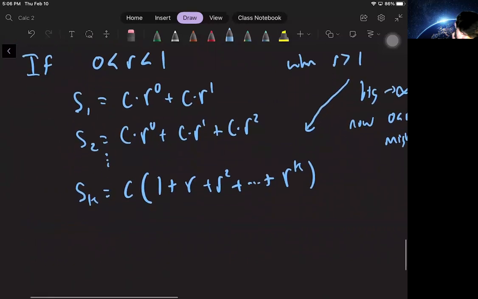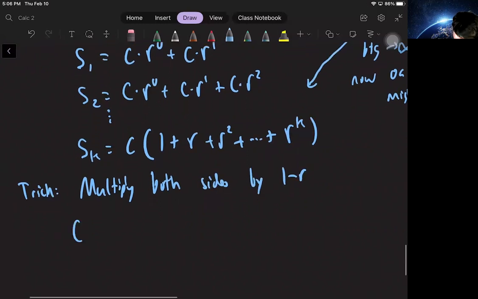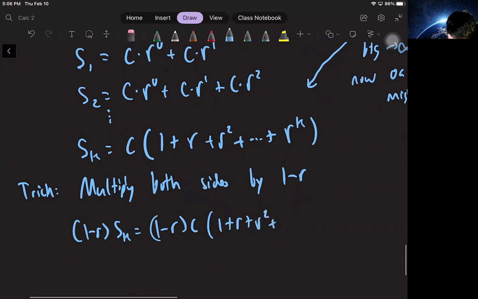So here's the trick to this problem. It's purely a magic trick. We're going to multiply both sides by 1 minus r. So we get (1 minus r) Sk equals (1 minus r) c times (1 plus r squared, dot dot dot, plus r to the k). So it looks like we just made it more complicated instead of making it easier.